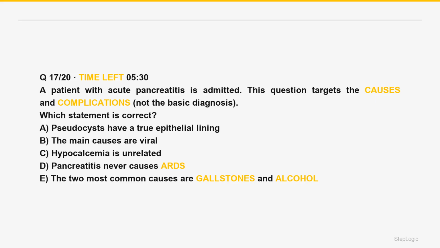Which statement is correct? A patient with acute pancreatitis is admitted. This question targets the causes and complications, not the basic diagnosis. Read the command. Which acute pancreatitis cause or complication statement is correct? Causes: gallstones, alcohol, hypertriglyceridemia, hypercalcemia, drugs, ERCP. Complications: pseudocyst, necrosis, infection, ARDS, hypocalcemia, hemorrhage.